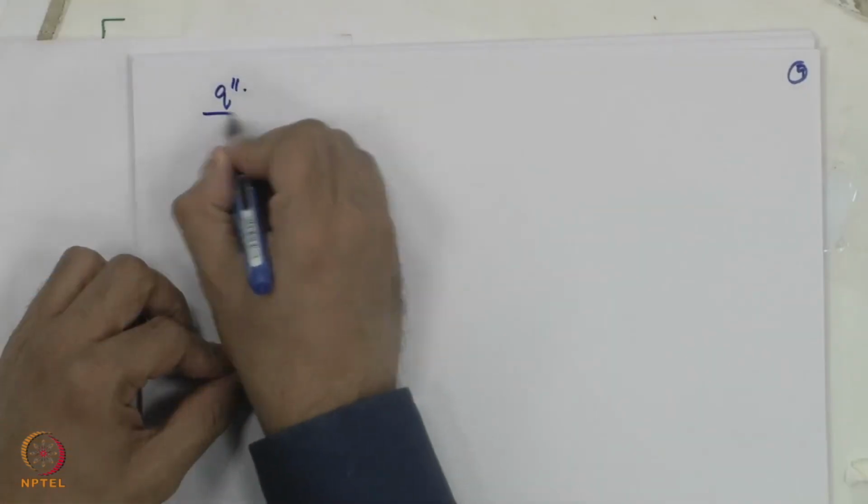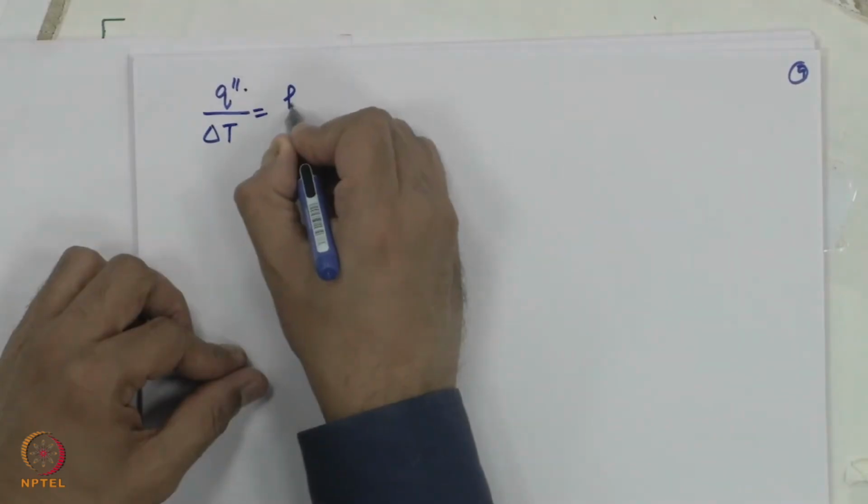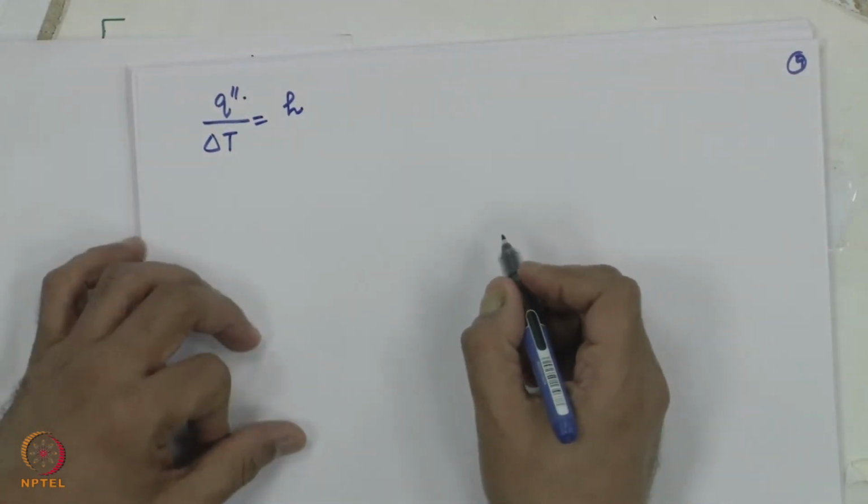We have to define our quantities now. So, heat transfer coefficient we have seen is nothing but Q double prime divided by delta T, is equal to heat transfer coefficient. What is this heat transfer coefficient?